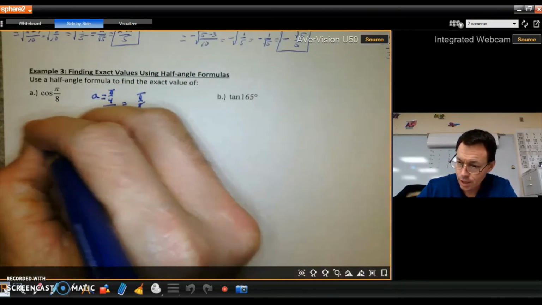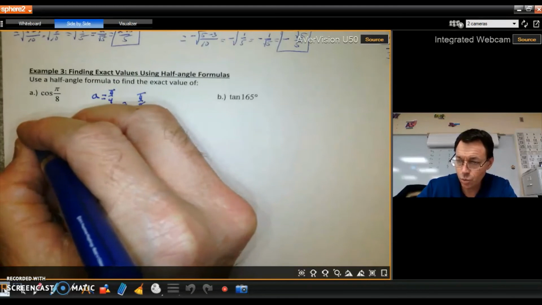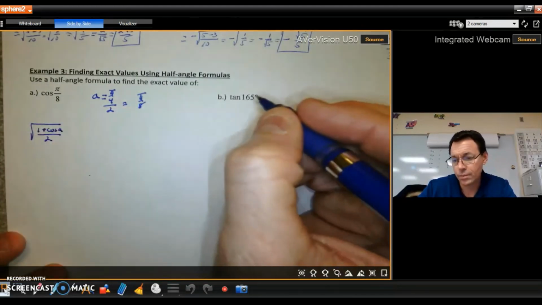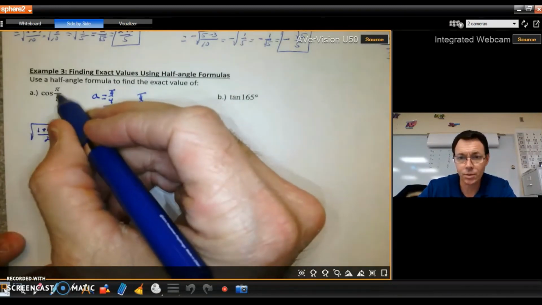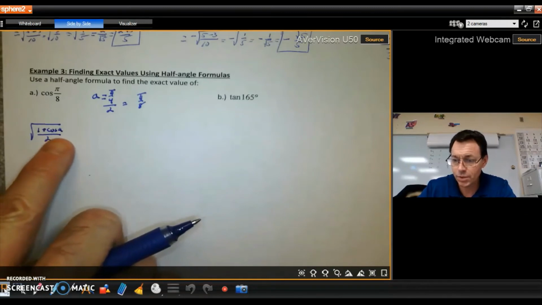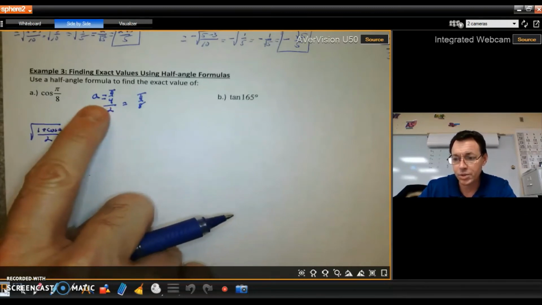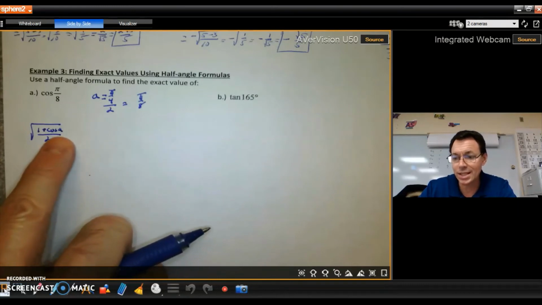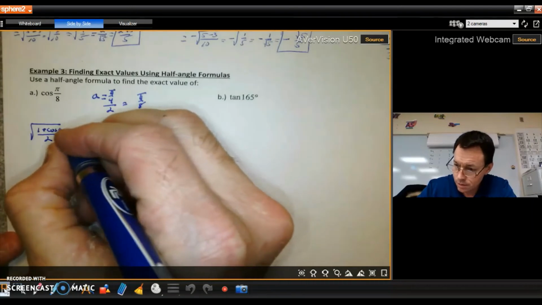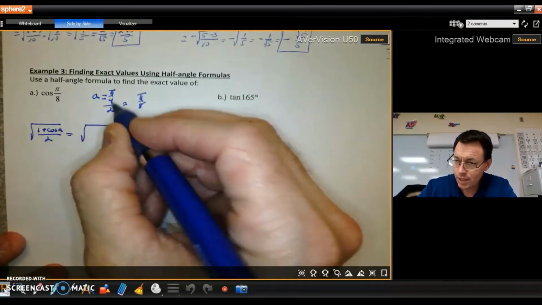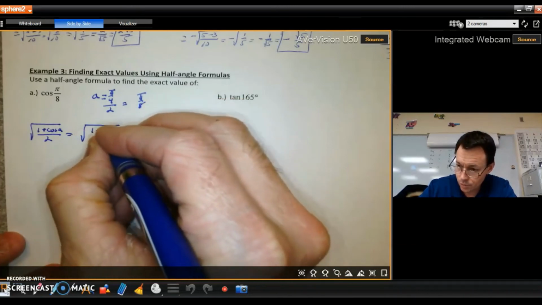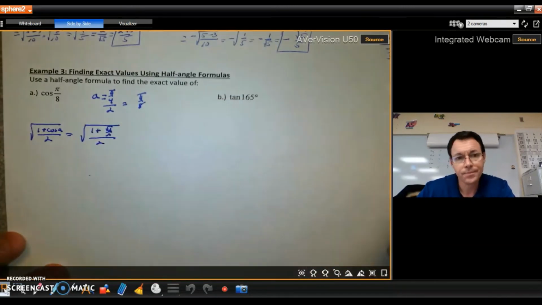I need to use the half angle formula, which is the square root of 1 plus the cosine of alpha, over 2. I'm going to use the positive version. Pi over 8 is in quadrant 1, so I'm going to use the positive version of that. And all I'm going to do is plug in what the cosine of alpha would be, which in this case is pi over 4. So that's the original angle that this is half of. Well, the cosine of pi over 4 is radical 2 over 2. So 1 plus radical 2 over 2, over 2.